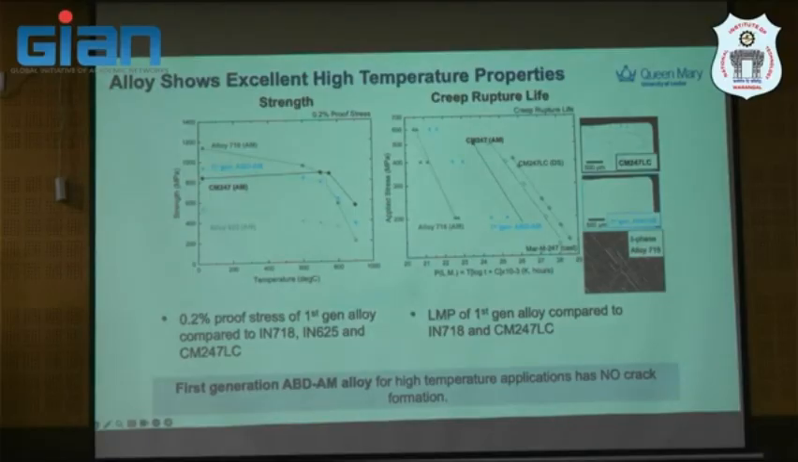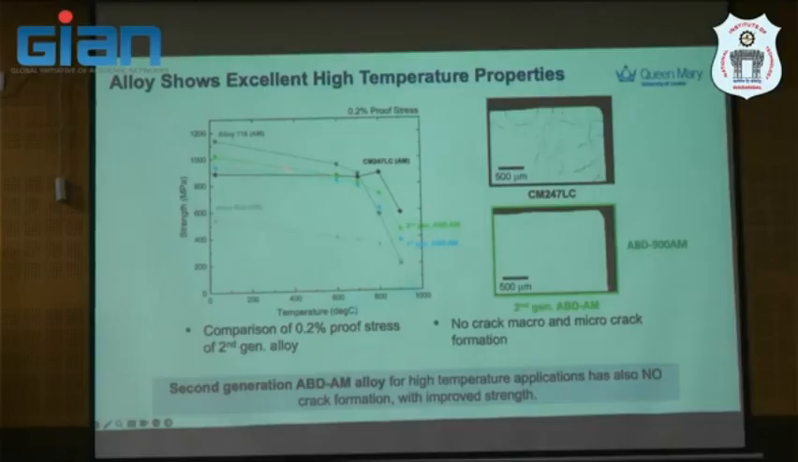But please note this point, I will talk a little bit more about it. This is the 0.2% proof stress of the first generation alloy. And this is what it is here in terms of creep life. It's actually better than CM247. It performs at about the same temperature capability. But this one is also not easy to print, compared with 718, because that is a gamma double prime strengthened material.